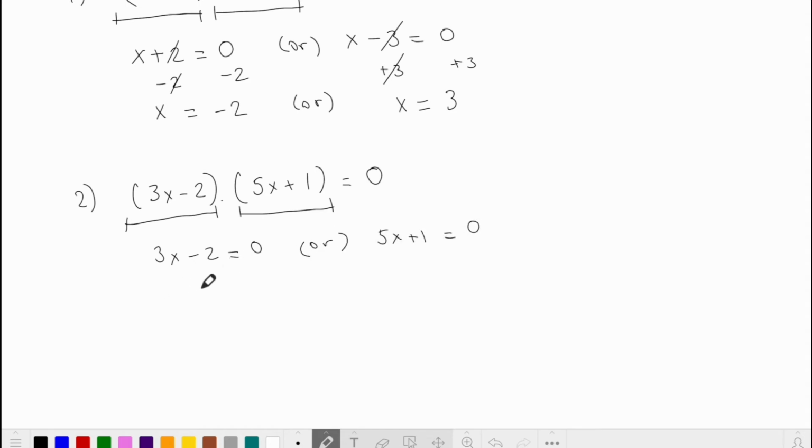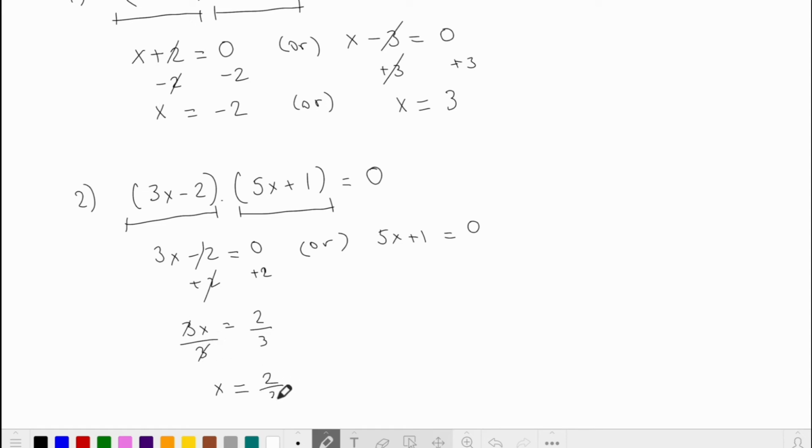The next step is we will add 2 to both sides to cancel the 2 here. So the 2 cancels out, and 3x is equal to 2. And the next step is dividing both sides by 3, so we have x alone on the left hand side.